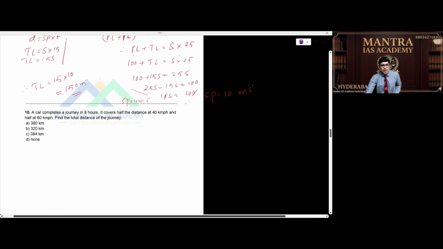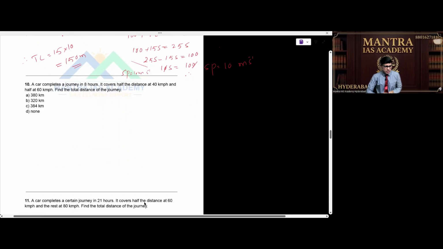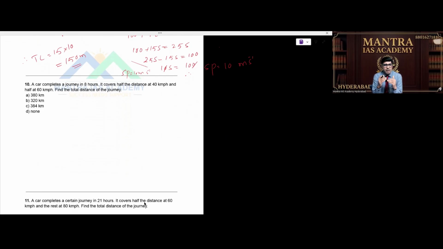Now the 10th also has a fantastic shortcut. Just observe this one. Problem 10: a car completes a journey in 8 hours. It covers half of the distance at 40 kmph and the remaining half at 60 kilometers per hour. Find the total distance of the journey. A beautiful point in this case I want to tell you. Imagine I want to divide the distance into two parts: this is the first part, and this is the second part.